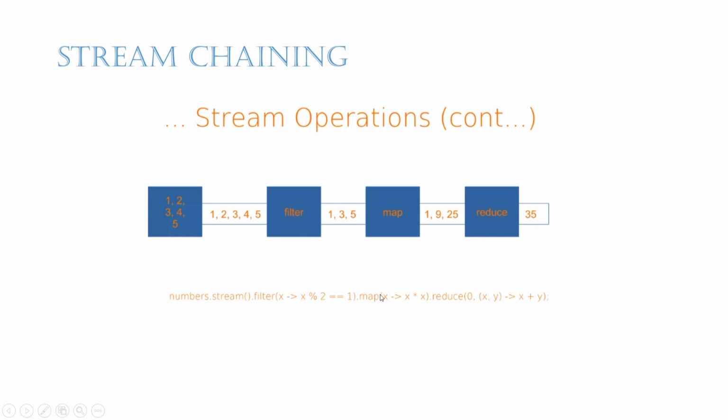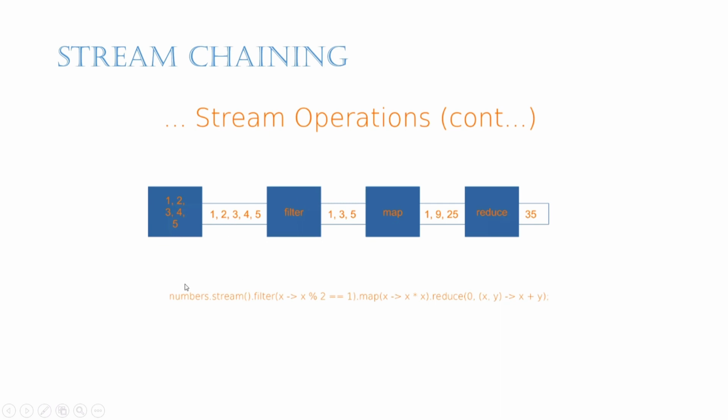Now in the next step, map is an intermediate operation. Here again each element is getting iterated. So for each element we are making a square here, and we got the result: 1 squared is 1, 3 squared is 9, 5 squared is 25. And with reduce, we are summing all the numbers. Each number is getting iterated, we are summing, and we are getting the result.